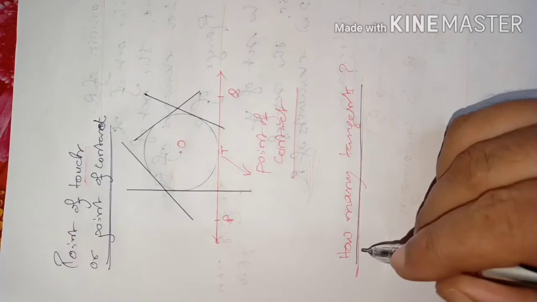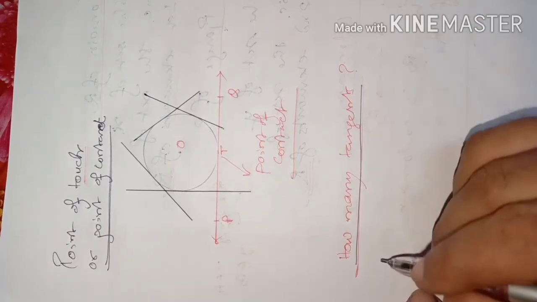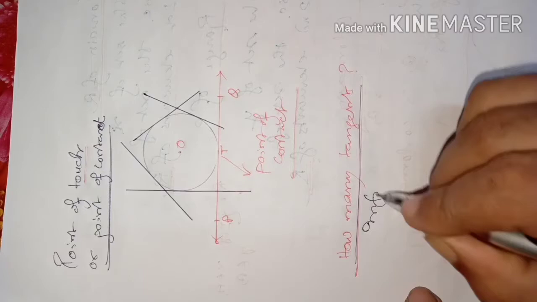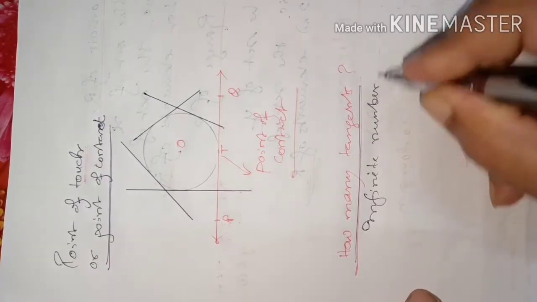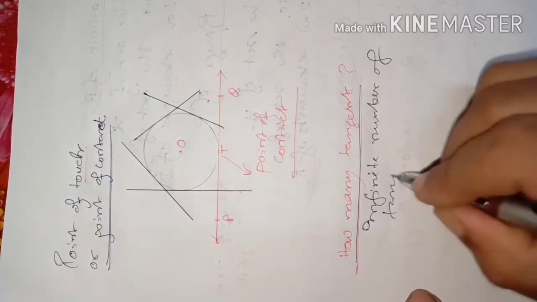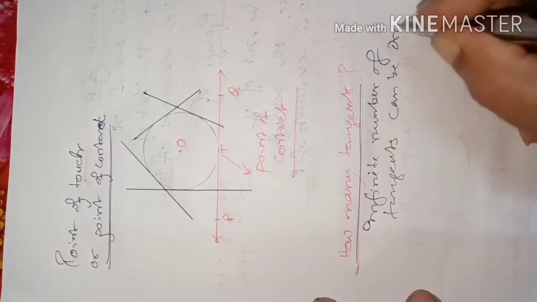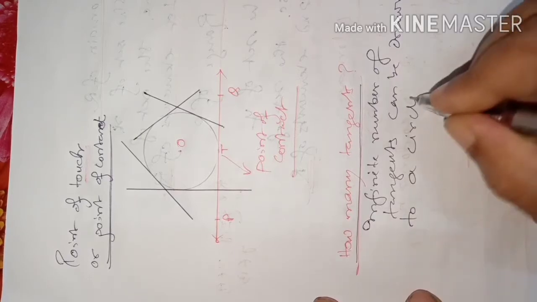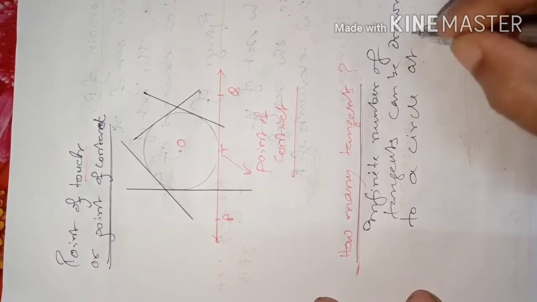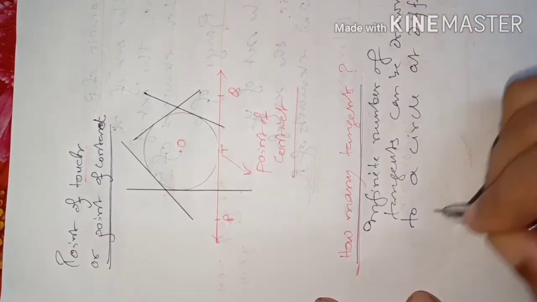So that is a tangent. So if somebody asks you how many tangents can we draw to a circle at different points, then your answer will be infinite number of tangents can be drawn to a circle at different points, but not at the same point.